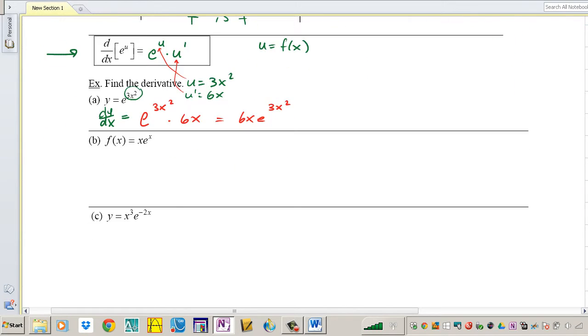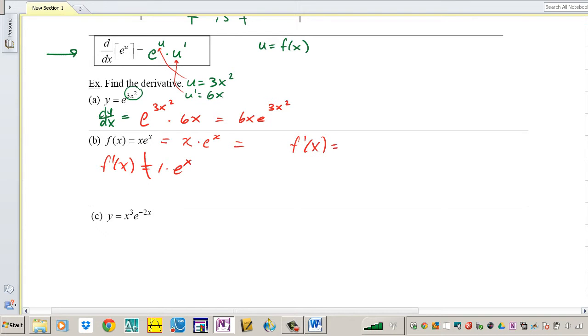Letter B, we have f of x is equal to x e to the x. Well, let's rewrite that so that it's pretty clear what's going on. What's happening in between x and e to the x? Well, there's a multiplication, which means I just can't take the derivative of each term. So the derivative is not 1 times e to the x. That is a big misconception. Anytime you're taking the derivative of a product, you've got to use the product rule.